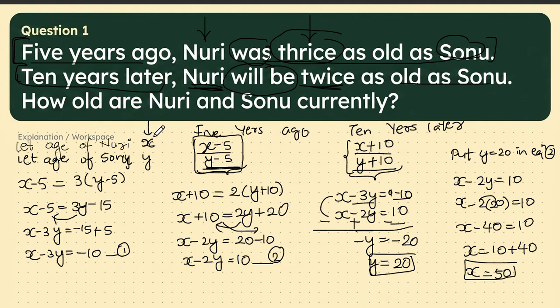So we got both the values of x and y. So what is x? x is the present age of Nuri. So the final statement: the present age of Nuri is equal to 50 years, and the present age of Sonu is 20 years. Okay, like that you can write it down. So that is our final answer. Look at the next question.